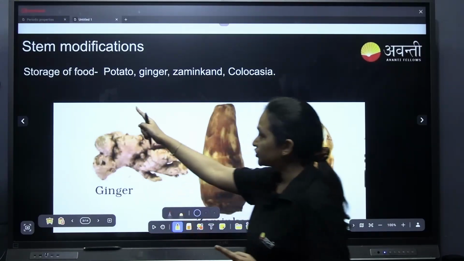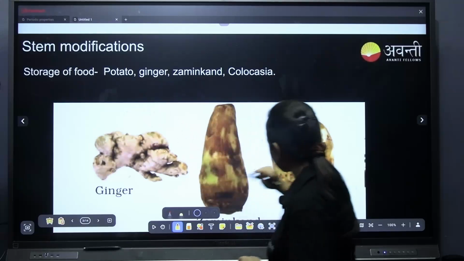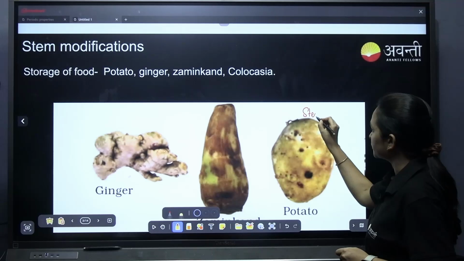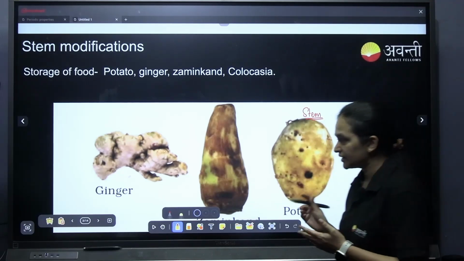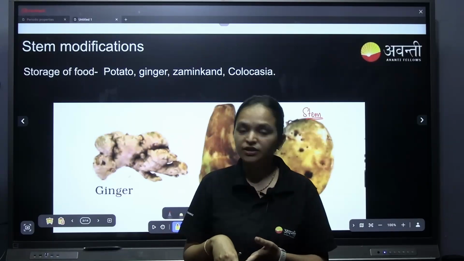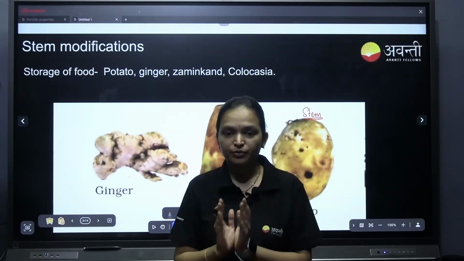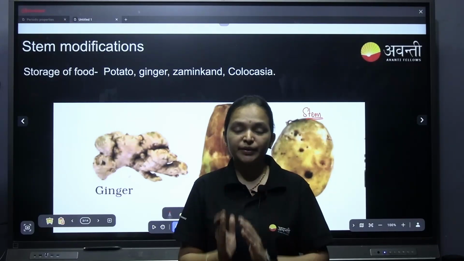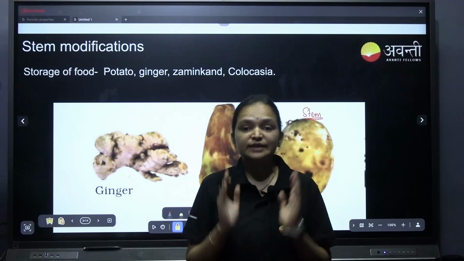In storage of food, example, potato. Potato is a stem modification. As we see the potato underground, don't think of that as a root modification. No, sweet potato is a root modification, especially the adventitious root modification. But when it comes to potato, it is a stem modification.